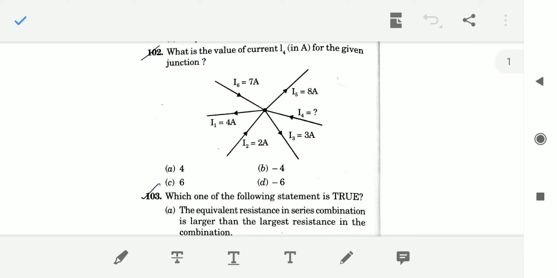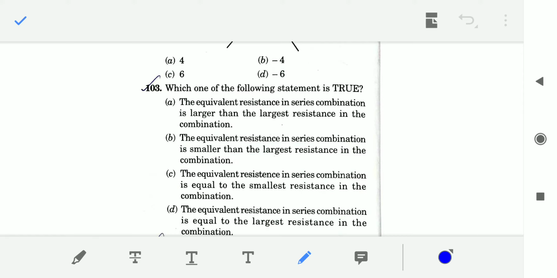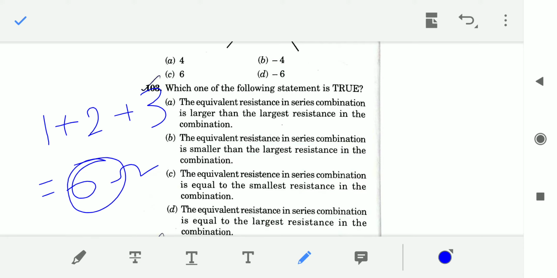Next, coming to question number 103. If you observe carefully, which one of the following statements is true? In all the options, he is talking about series combinations. The first option is that the equivalent resistance in series combination is larger than the largest resistance in the combination. Let me take R1 as 1 ohm, R2 as 2 ohms and R3 as 3 ohms. In series we have to add the resistances, so the equivalent value will be 6 ohms. This 6 ohms is greater than the largest value.